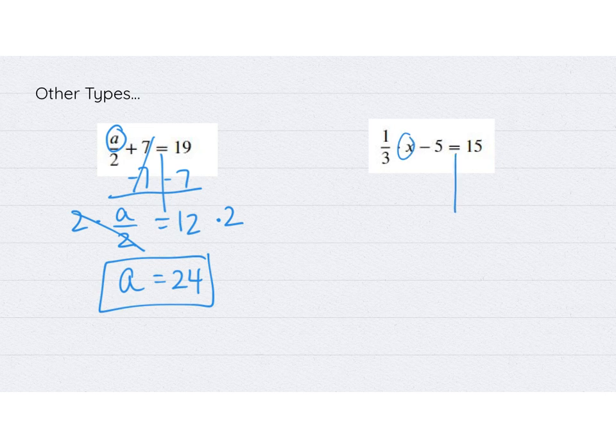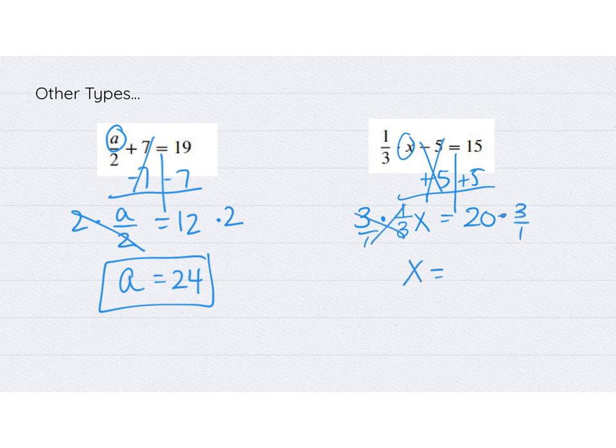And this one is similar. Add 5, add 5. Those go away. We get 20 is equal to 1/3 x. And then this one is a kill the fraction. So we'd multiply by both sides by the reciprocal. The reciprocal is the flip. So multiply by 3 over 1, or just 3. Those go away. X is equal to 60.